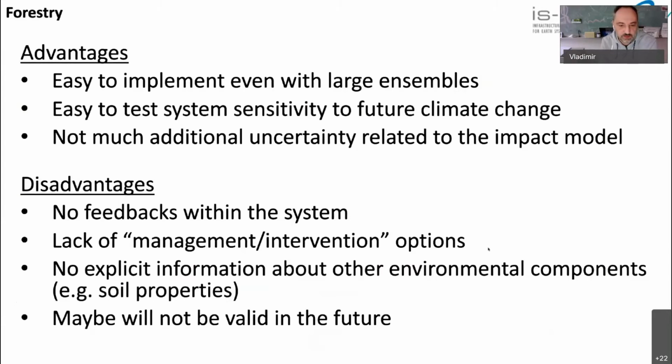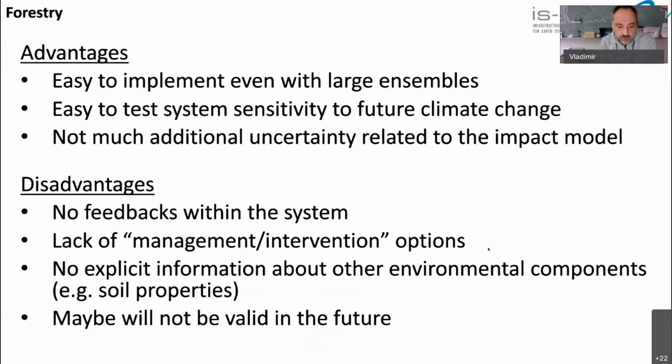There are no feedbacks within the system. There is a lack of management intervention options, so you cannot test how these tree species will behave in the future if you do some kind of forestry management, and how it is going to change the actual existence of that tree species. And there is no explicit information about other environmental components, like soil properties. Maybe some of the trees located on one soil type will behave differently from forests located on other soil types.